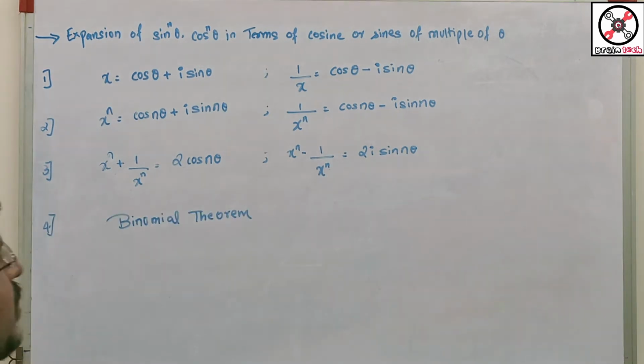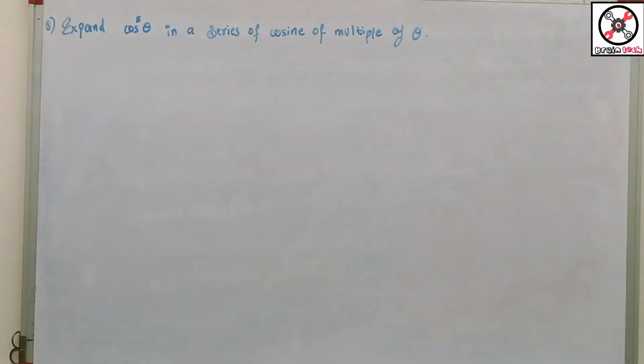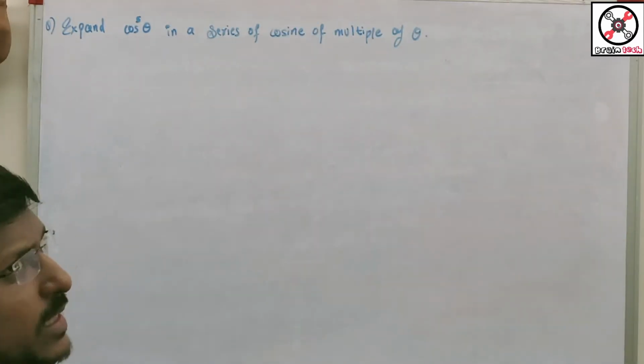Fourth step is the binomial theorem. If you don't know the binomial theorem, click on the i button above, see the video, and you will get your concept clear. So, let's start with an example.